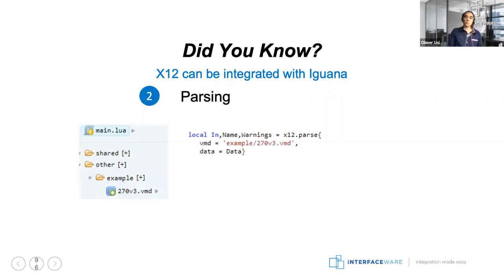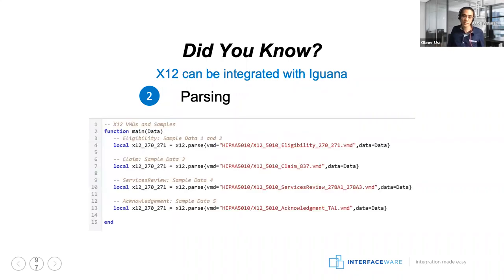To parse X12 in Iguana, it's similar to HL7. You can use the X12 API to call x12.parse, and you will need an X12 VMD for the specific version and type. Here we have X12 270 version 3. Here is another example with multiple VMDs. We have eligibility, claim, service review, and acknowledgement.